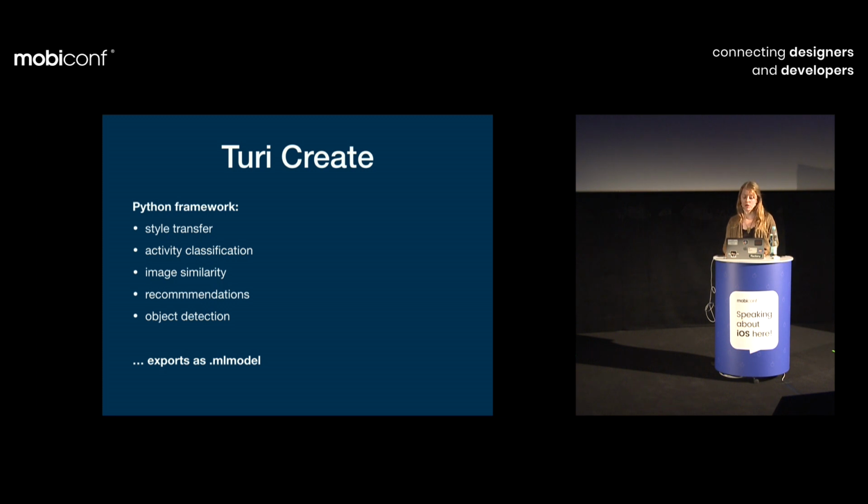Its capabilities are style transfer, activity classification. So this is, as I mentioned before, if you want to be able to take sensor data and classify what your user is doing, let's say like rock climbing or windsurfing or yoga, you can classify these and they can actually go well outside the realm of what Apple offers already. It can also do image similarity, recommendations, and object detection. So although this is in Python, it exports as an ML model, so you're able to use CoreML with this right after you finish training. You don't have to go through any conversion tools.